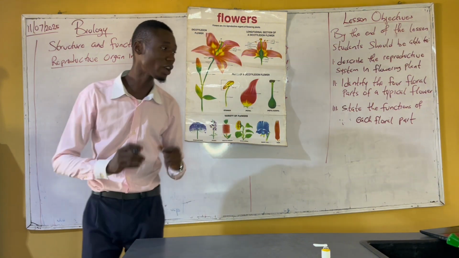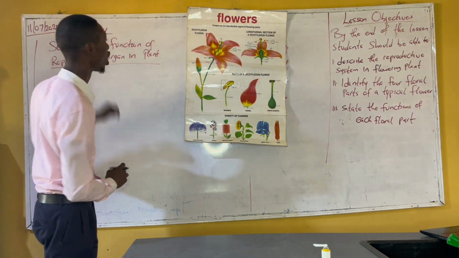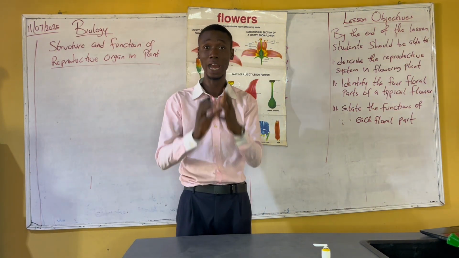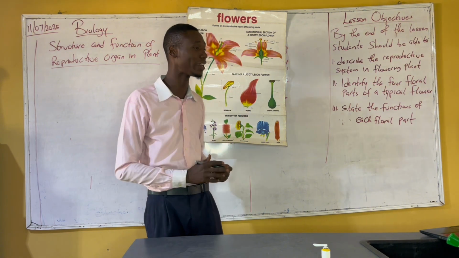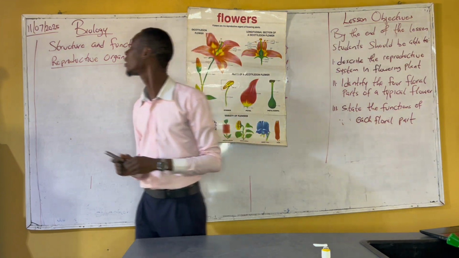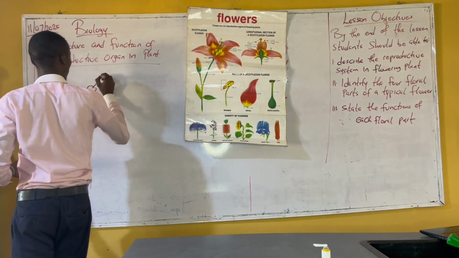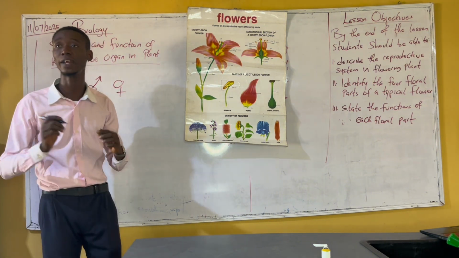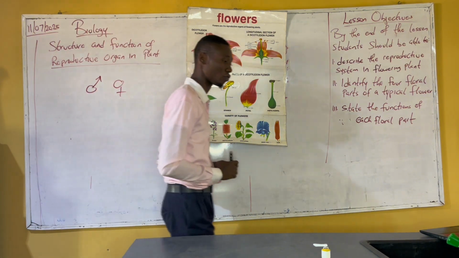Now, what is the reproductive structure of a flowering plant? It is what we call the flower. You know, that beautiful flower that has different colors. That is the reproductive organ of flowering plants, because that is where the male and the female organs of the plant are. That's why we call it the reproductive structure.